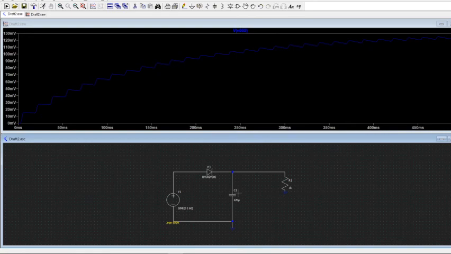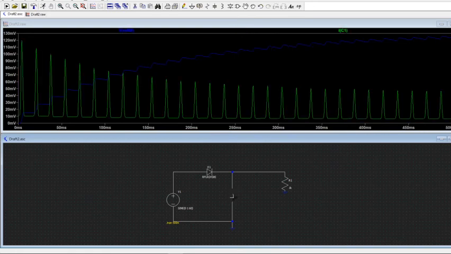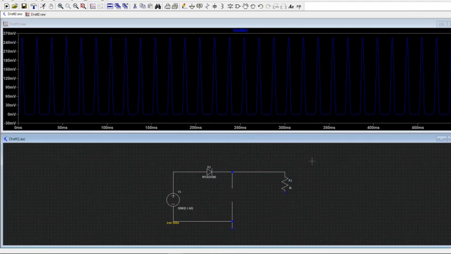So to give you an example of what this capacitor is actually doing, let's go ahead and remove it. And once the stream catches up, there we go. And this is what's called half-wave rectification.